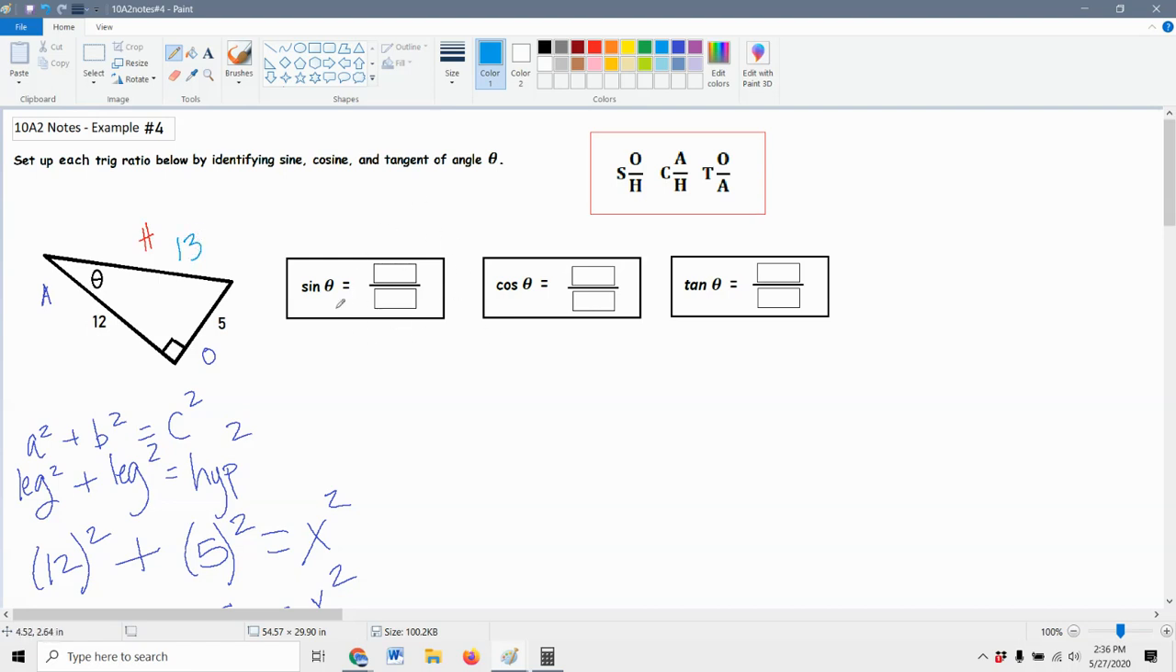Now we're going to set up our trig ratios. We know sine is opposite over hypotenuse. Our opposites, no problem, we've got them all labeled, over our hypotenuse, which we got from working our Pythagorean theorem. Our cosine of theta is adjacent over hypotenuse. Our adjacent is 12, hypotenuse is 13. Tan of theta, opposite over adjacent, 5 over 12.